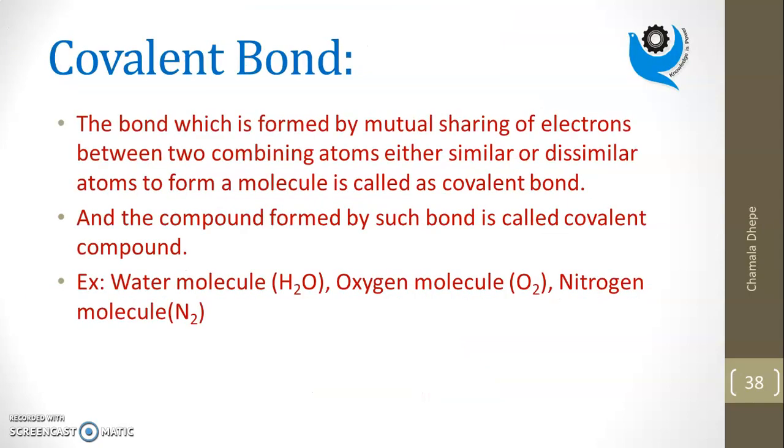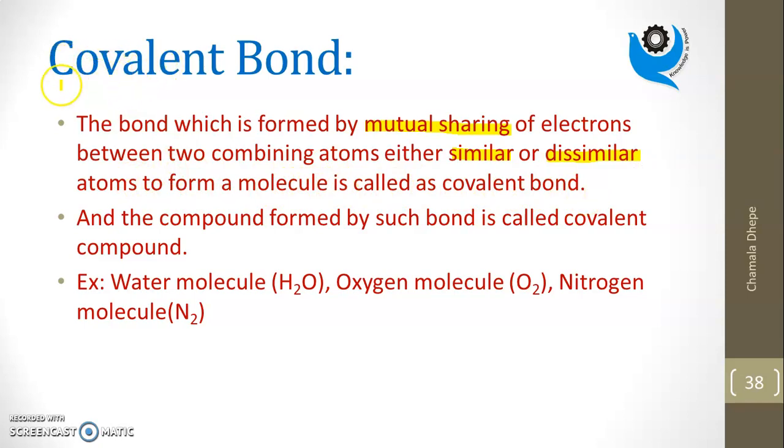So what is covalent bond? The bond which is formed by the mutual sharing of electrons between two combining atoms. These combining atoms either may be similar or dissimilar atoms to form a molecule is called covalent bond. Again, I am going to repeat.